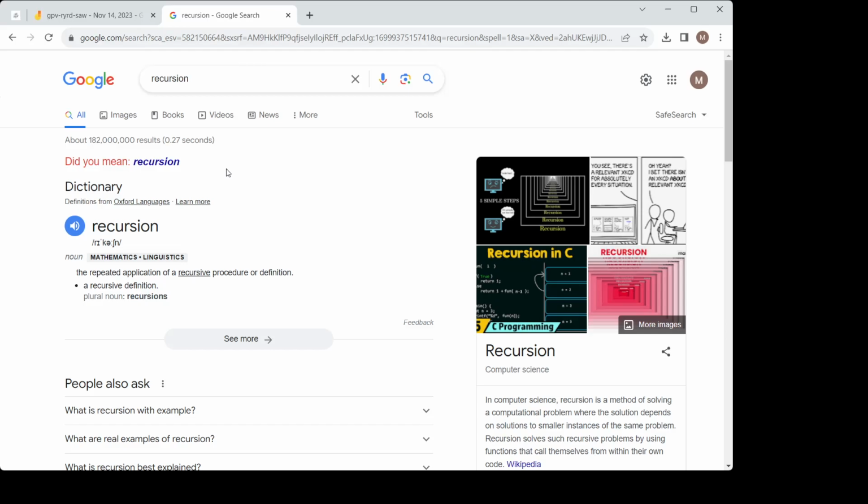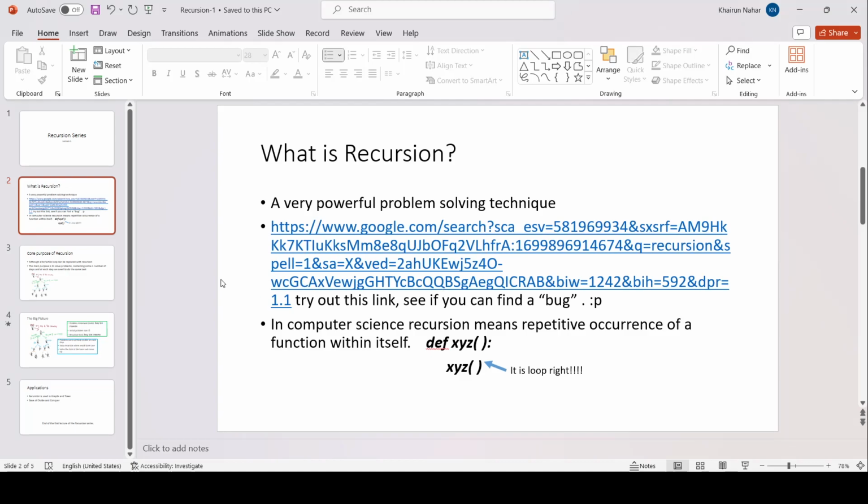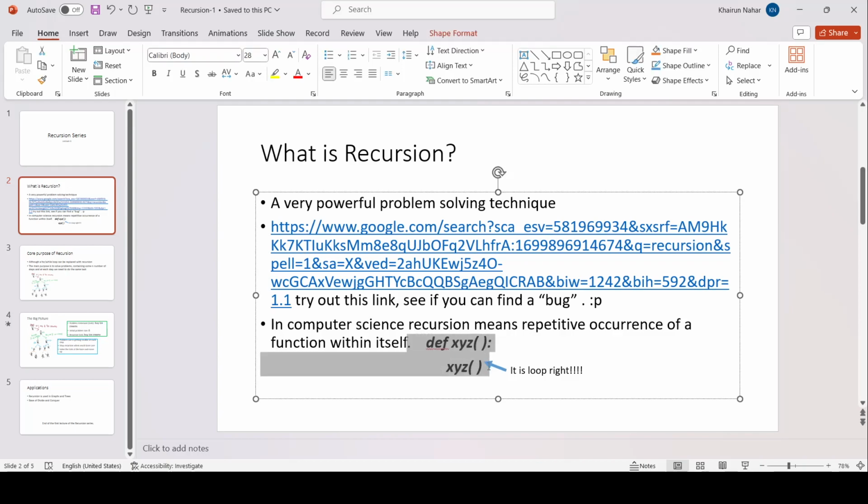Recursion is basically repetitive occurrence of some event. And in computer science, recursion means a repetitive occurrence of a function within itself. So if you look at this example, I've written a function xyz. Over here, I am calling the function xyz within itself. So it's basically working like a loop, right?